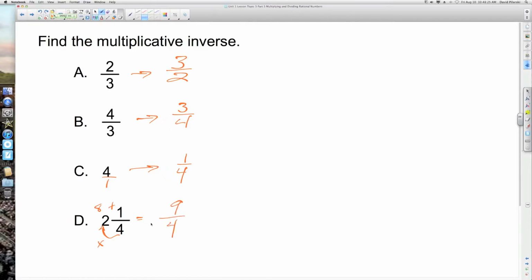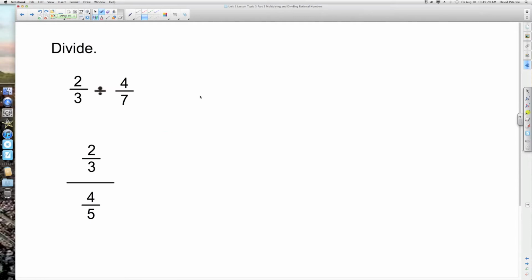So 2 and 1/4 as a fraction is 9/4, and its multiplicative inverse would be 4/9. So remember, when working with whole numbers and mixed numbers, they do have multiplicative inverses, but we have to make them into fractions first. The reason I talked about multiplicative inverses is because to divide fractions, we actually need to multiply by the second fraction's multiplicative inverse. We really don't know how to divide fractions per se, but what we will do is multiply by its reciprocal to divide them out.